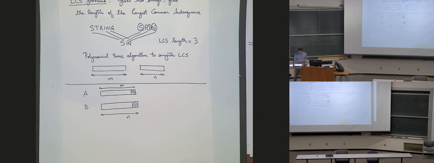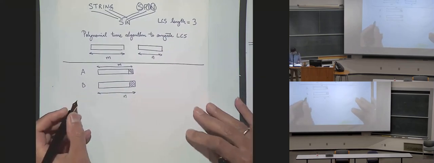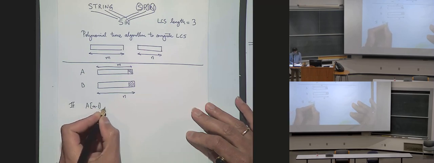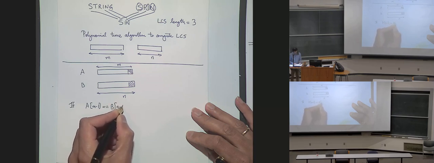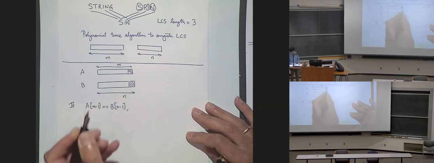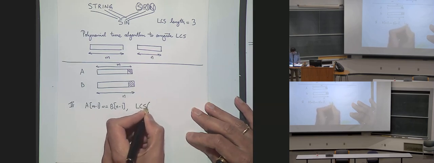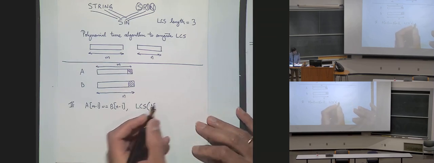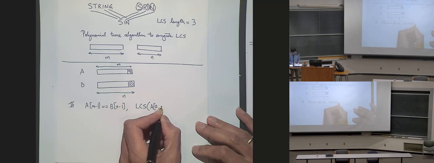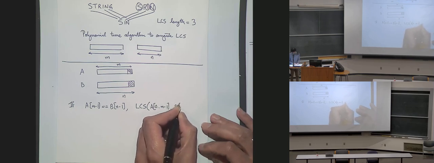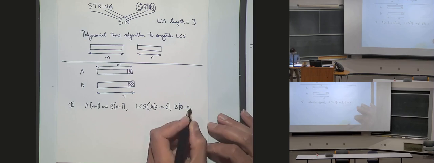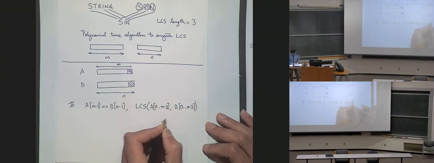Okay, so I'll just write down these 3 cases. So I'll say if A of m minus 1 is equal to B of n minus 1, so these characters are the same, then you can just do LCS of A, maybe I'll write this as 0 going to m minus 1, B 0 going to n minus 2. Yeah, my indexing is wrong. Then I get this.